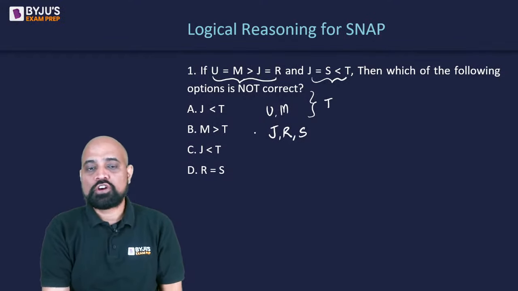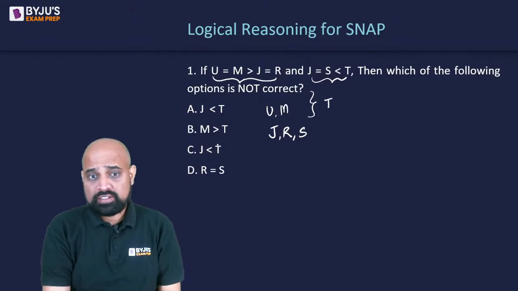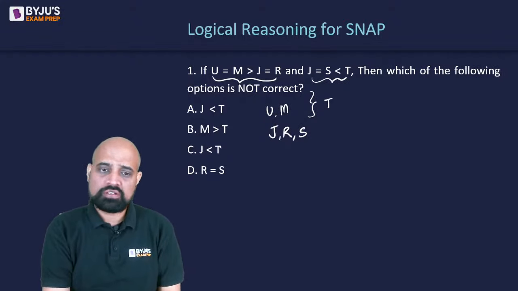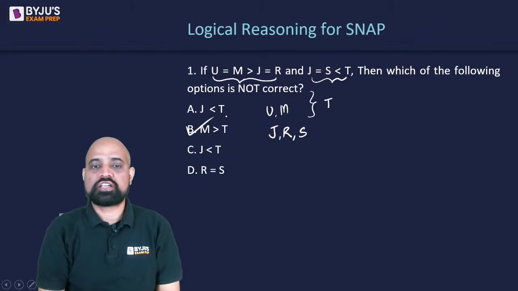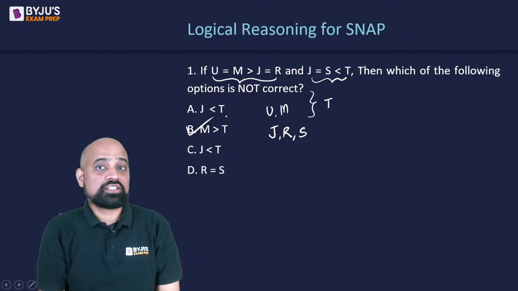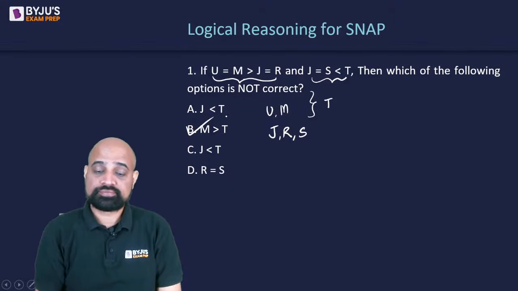So which of the following options is not correct? J is less than T. This is correct. M is greater than T. May be correct, may be wrong. J is less than T. Okay, there is a repetition. R is equal to S. This is also correct. So the only option which is not correct is B. M is greater than T. That is not a surety, right?